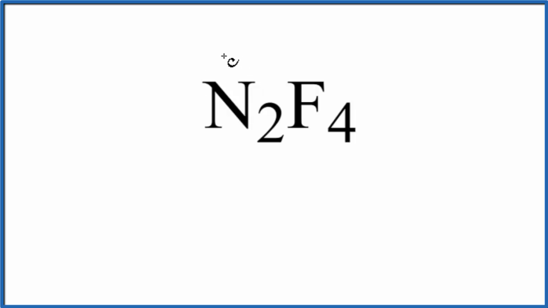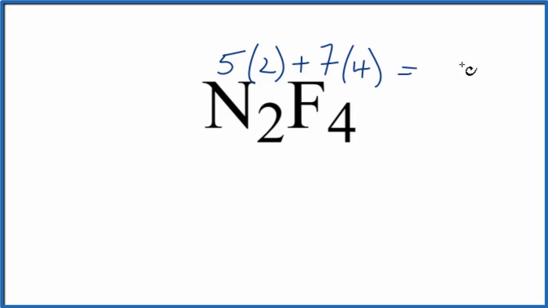This nitrogen, group 15, sometimes called 5A on the periodic table, has 5 valence electrons. We have 2 nitrogens. Fluorine is in group 17, sometimes called 7A. That has 7 valence electrons. We have 4 fluorine atoms. So 10 plus 28, 38 total valence electrons for N2F4.